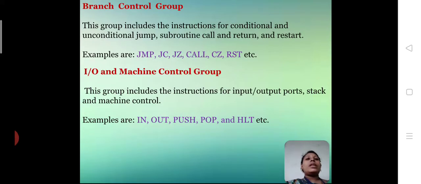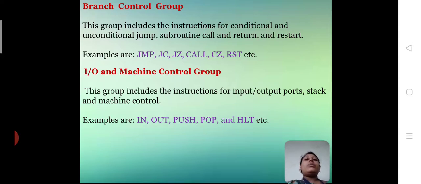Next, branch control group. This group includes the instructions for conditional and unconditional jump, subroutine call and return, and restart instructions. Examples are jump, jump if carry, JZ means jump if zero, call instructions, CZ, and reset instructions. These come under the branch control group.